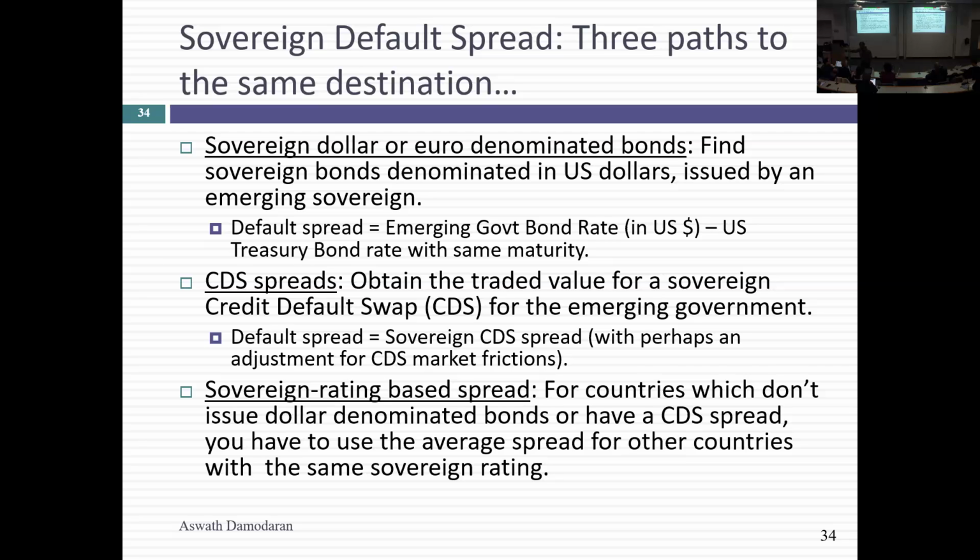What did you subtract? You obviously don't want to subtract out a T-bond rate, right? It's in euros. You take the German euro bond rate and subtract it out. So you need a sovereign bond in a currency in which there's something default free.